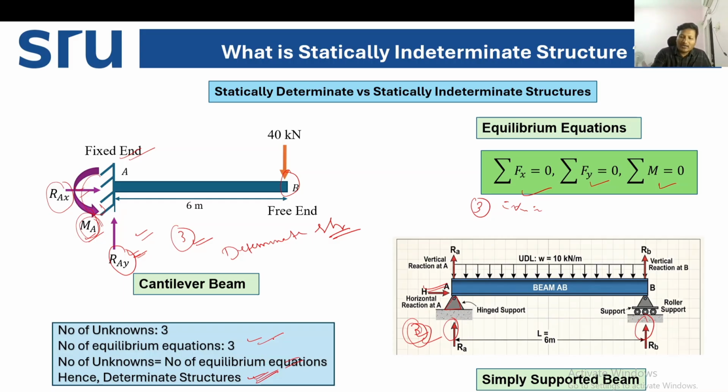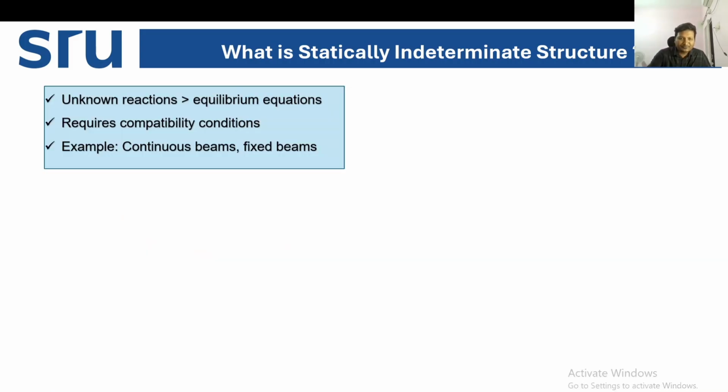So what if there are more than three unknowns in a structure? If there are more than three unknown reactions, and those unknown reactions are greater than the equilibrium equations, because we have only three equilibrium equations, then we call it a statically indeterminate structure. For that particular structure, we need extra compatibility conditions or extra equations to solve the unknowns. One of the best examples of a statically indeterminate structure is the continuous beam or fixed beam.